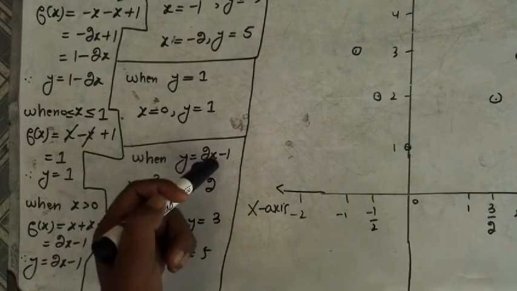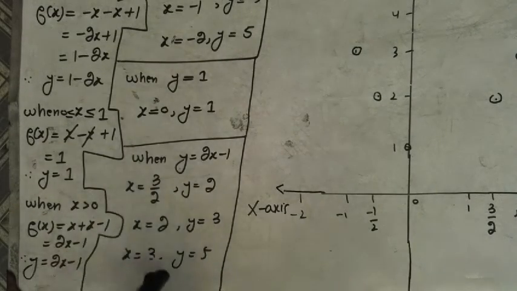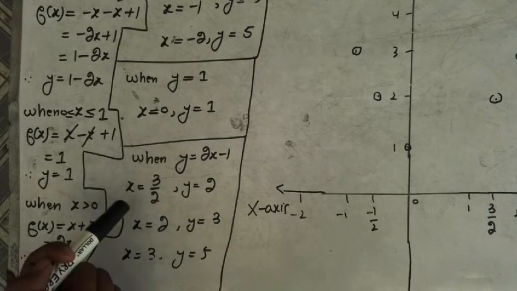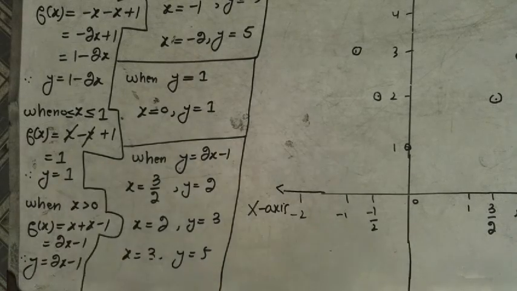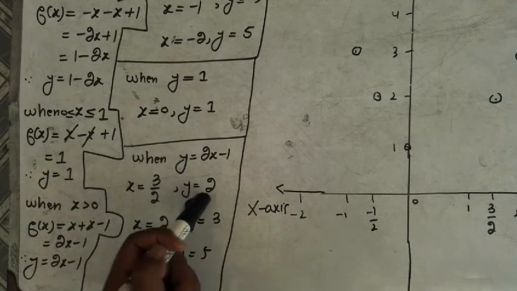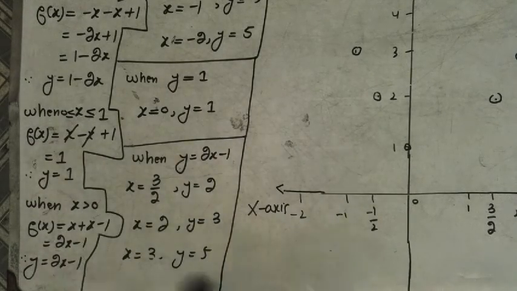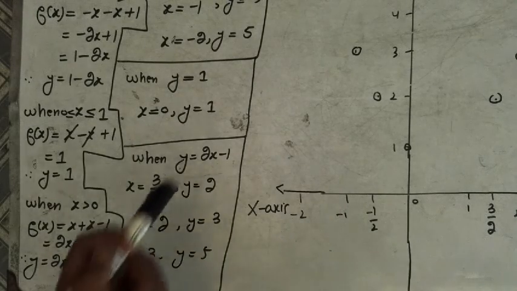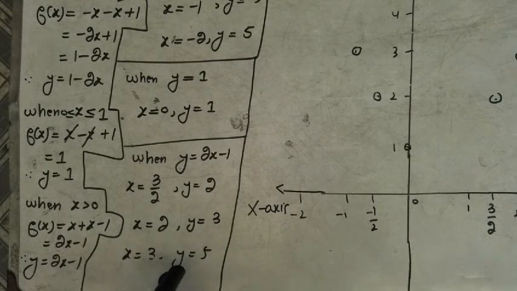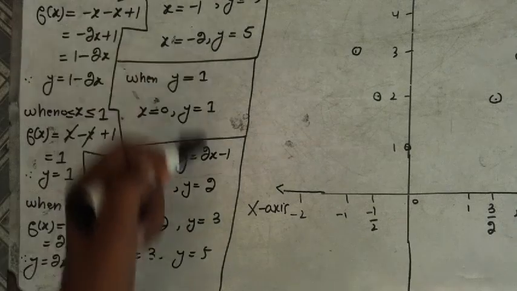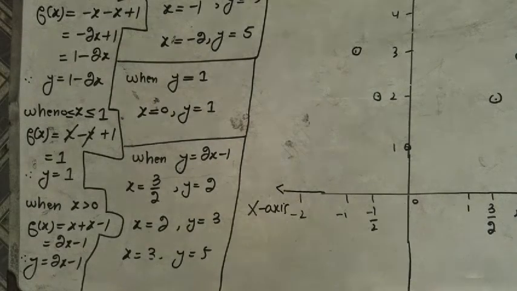When y is equal to 2x minus 1, there are the following values. When we put the value of x as 3 by 2 in this equation, the value of y will be 2. When we put x as 2, the value of y will be 3. When we put x as 3, the value of y will be 5. So now, with the help of these values, we draw the graph of the given function.